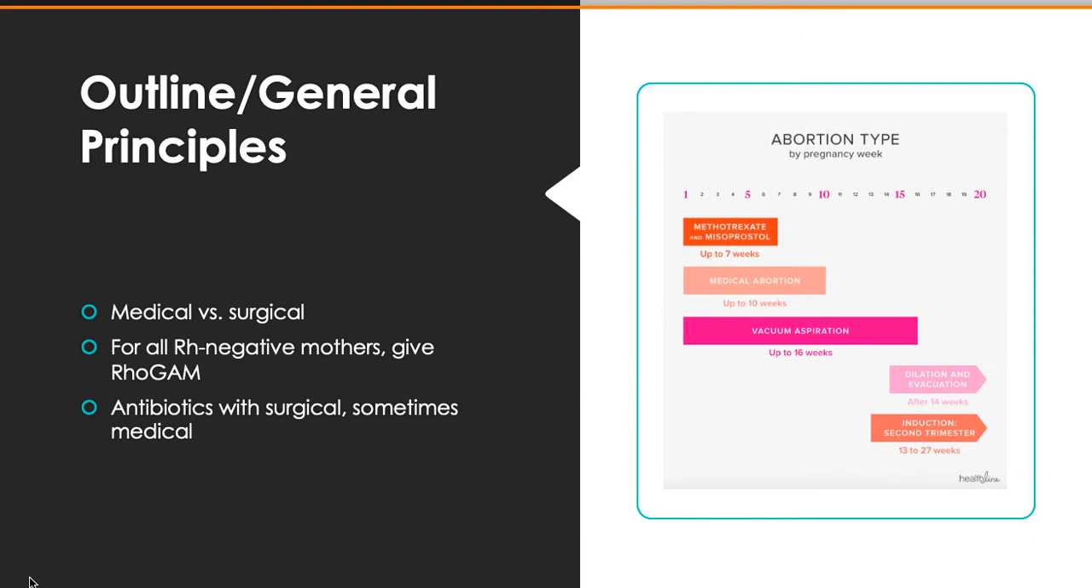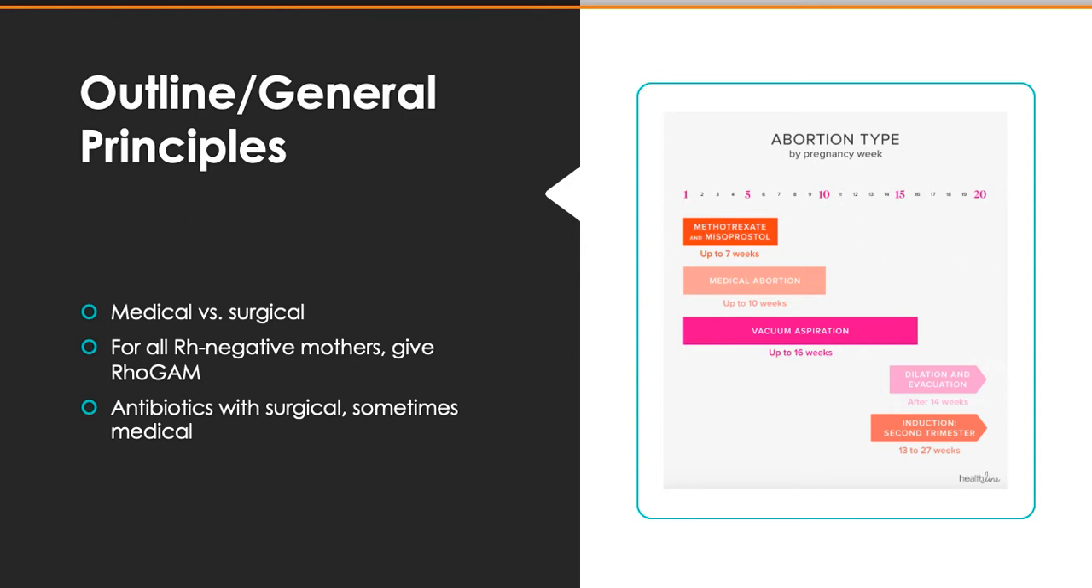A few notes on the timeline and general principles regarding abortion procedures. Whether or not a procedure can be performed depends on the gestation of the pregnancy. This image from Healthline is helpful in seeing which options are available for abortion at each week of pregnancy. Generally speaking, as the length of the patient's pregnancy increases, there are fewer options for procedures. I will not be discussing all of the options in the graphic, but it's a good reference for what's available depending on gestational age.